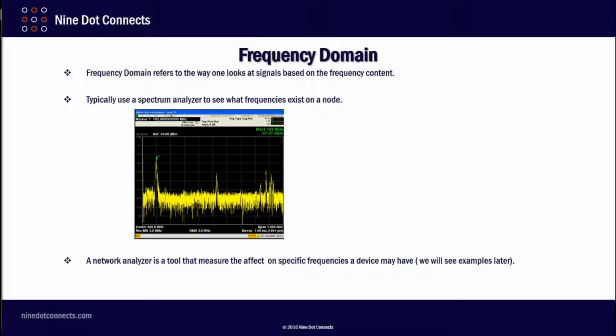The frequency domain refers to the way one looks at signals based on the frequency content. People typically will use a spectrum analyzer to see what frequencies exist on that node or in that circuit. A network analyzer is a tool that measures the effect on specific frequencies a device will have. We'll talk a little bit about that later on.